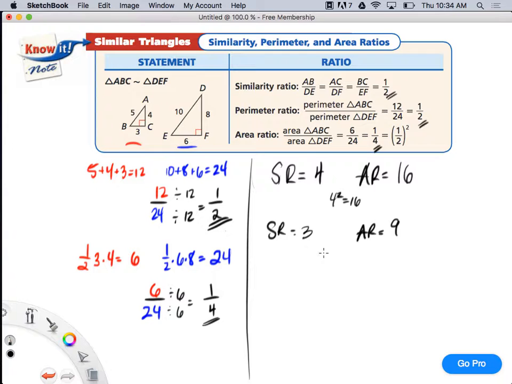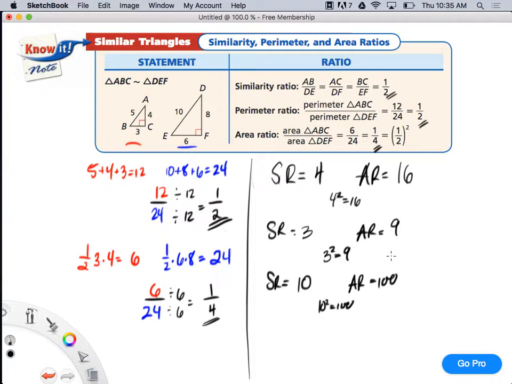9. Why? Because 3 squared is equal to 9. If the similarity ratio is equal to 10, what's the area ratio? 100. Why? Because 10 squared is 100. The area ratio is the square of the similarity ratio. Does that make sense? Okay.